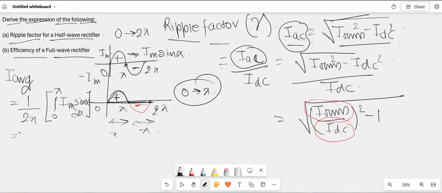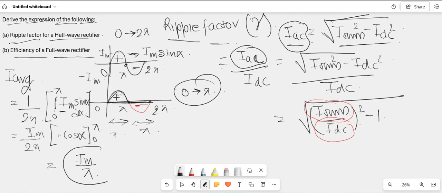So if we proceed with the calculation, 1 by 2 pi, we take Im common, Im by 2 pi, then integration of sine alpha is minus cos alpha, and the limits are from 0 to pi. So if we do the calculation, we will get Im by pi. So this is the average value of current for a half-wave rectified output.